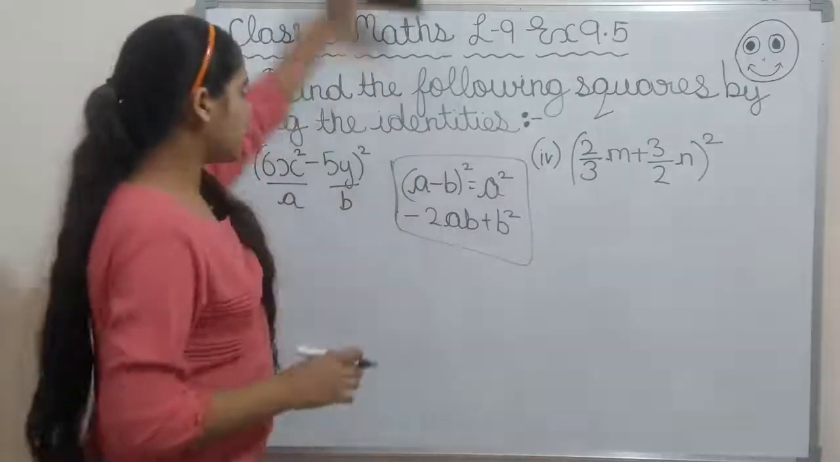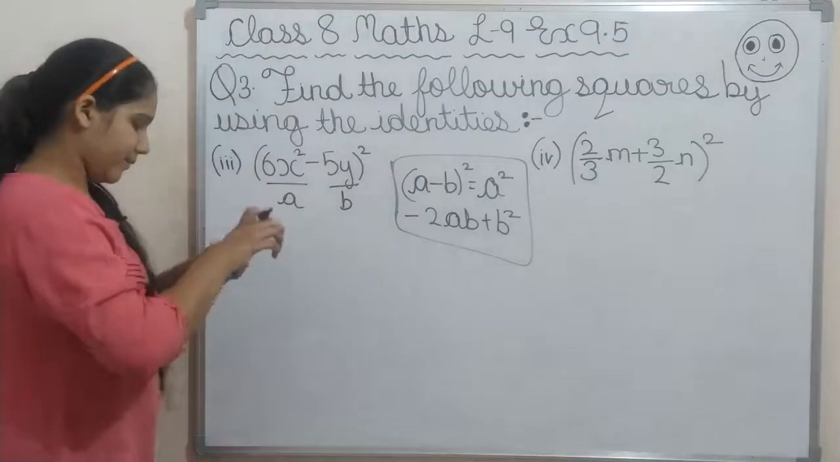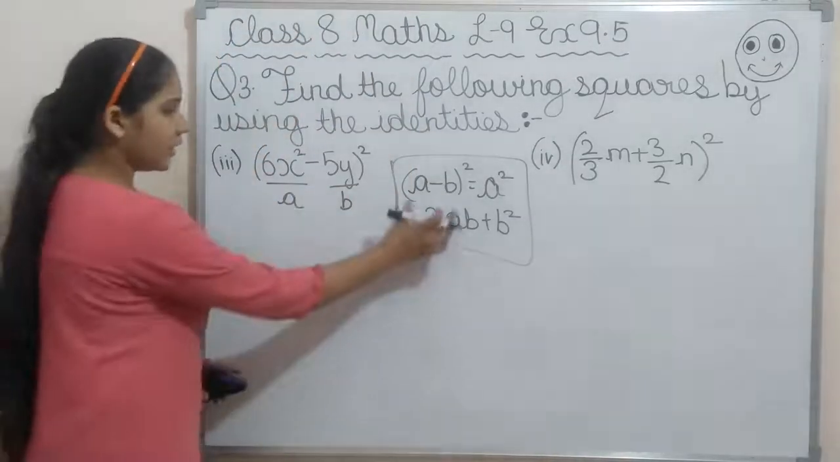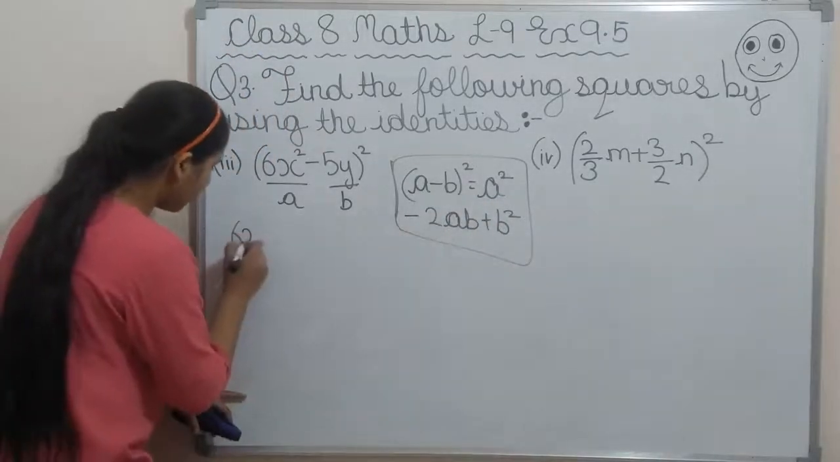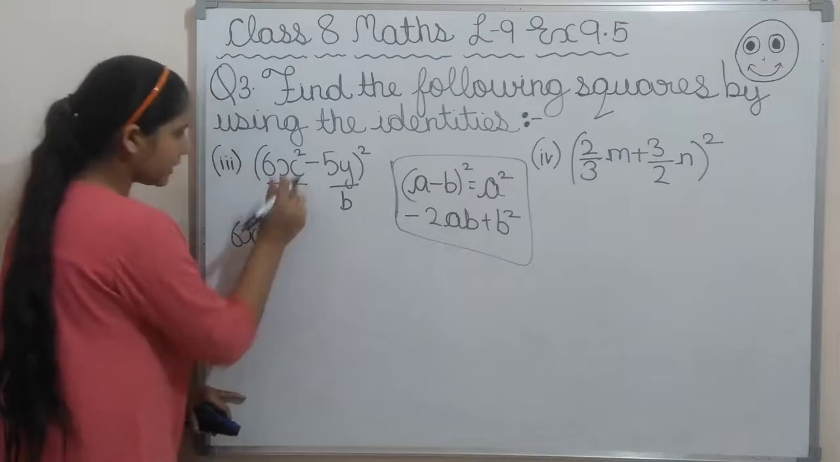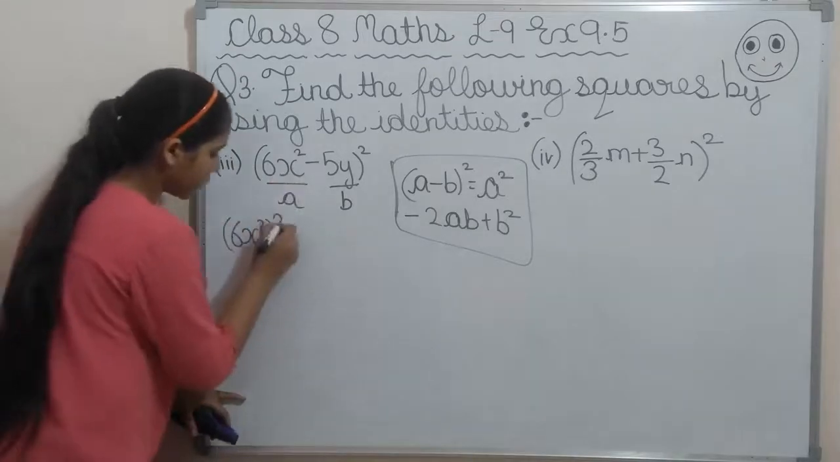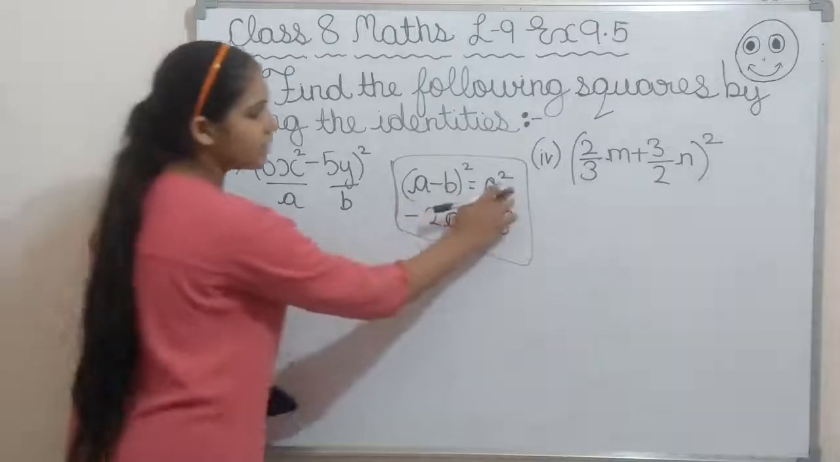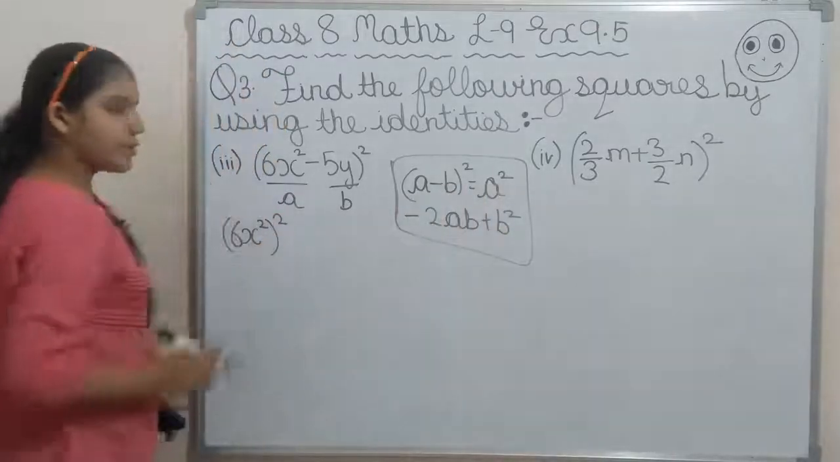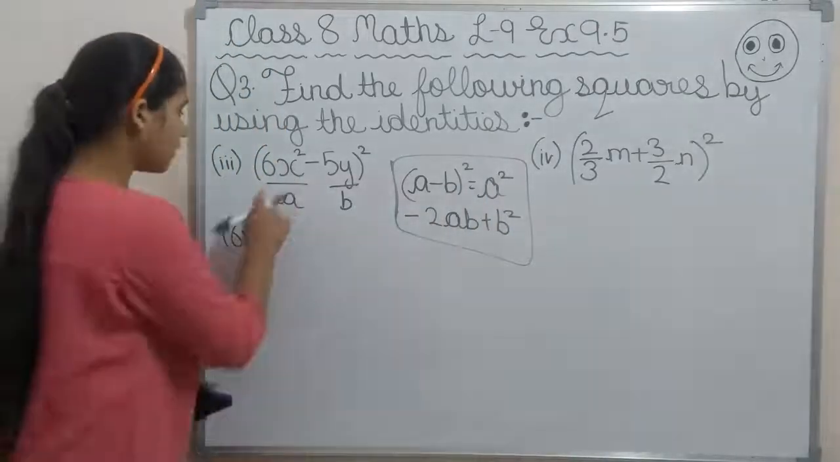This is the second identity which we are going to use. Here a square, a is 6x square, means (6x square) square. Already a square is there, so again we are going to take this square. This is 6x square of this only, we are taking, and square also here now. So square I have put of that also, and this also.